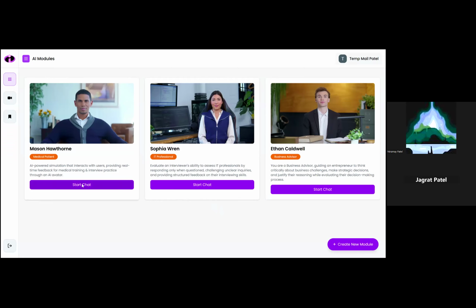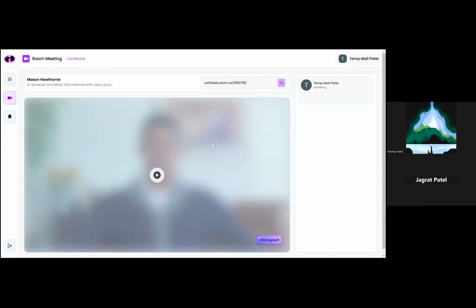Here, we have created an AI which is a medical patient, and we as a med student have to diagnose what problem he is facing. So let's start this representation.